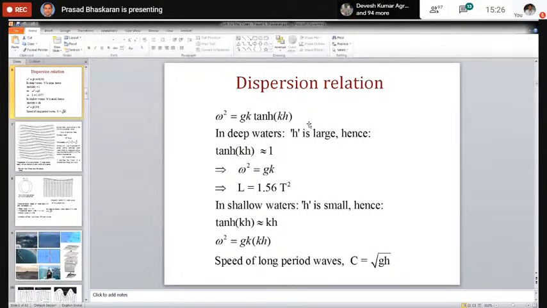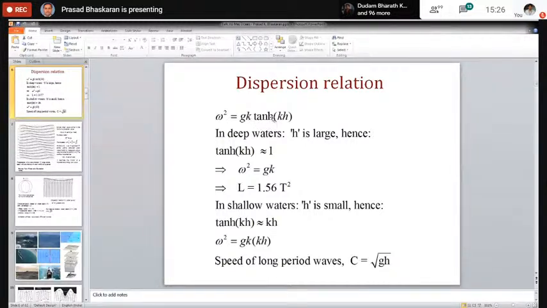Now, as we see from this equation, the left-hand side is a term called omega. Omega is called the angular frequency. If you expand omega, you can write it as 2 pi multiplied by frequency, that is 2 pi f. And frequency is the reciprocal of time period, so omega is 2 pi divided by T. So I can replace omega with 2 pi by T, squared. G stands for gravity. K stands for the wave number, that is 2 pi divided by lambda.